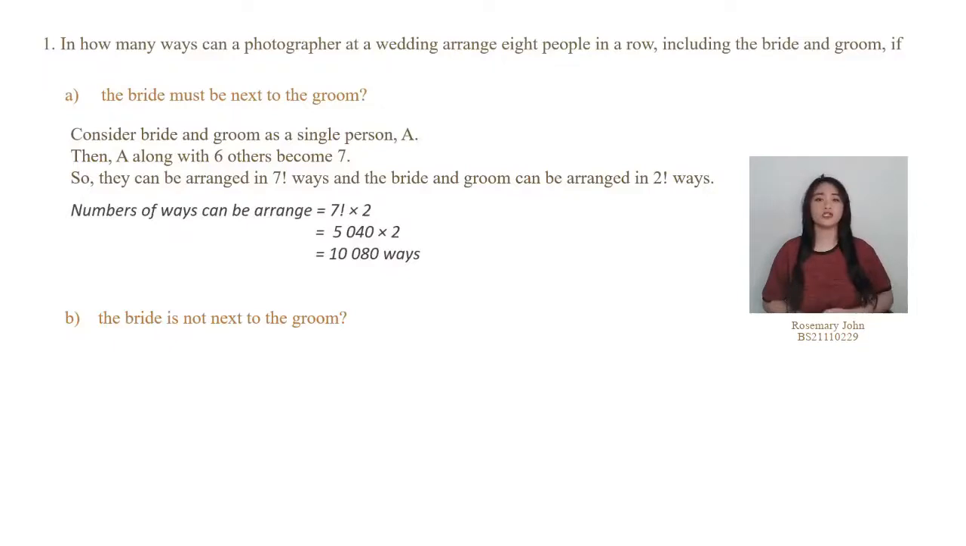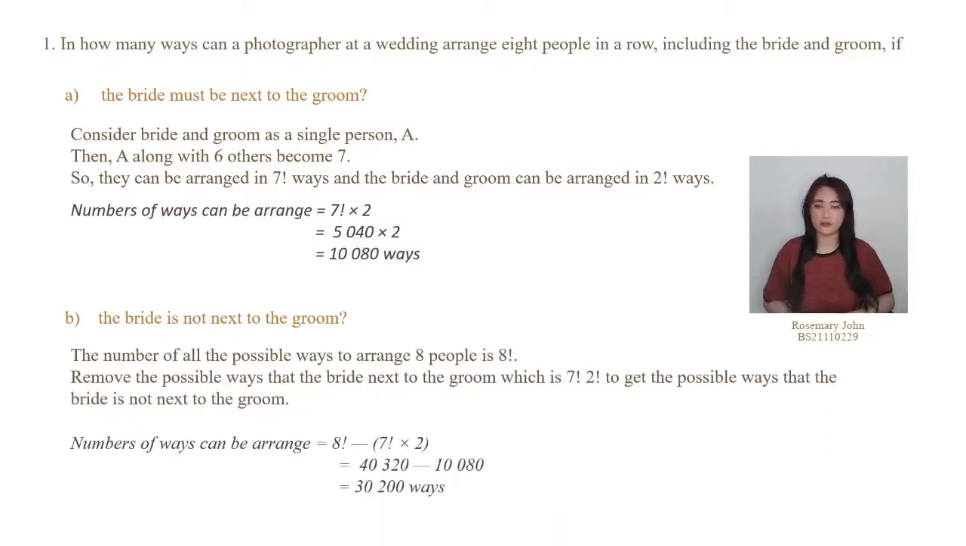For the next question, if the bride is not next to the groom, the number of all possible ways to arrange 8 people is 8 factorial. We need to remove the number of arrangements where the bride and groom are next to each other. So we get 8 factorial minus 10,080. Therefore we get 30,240 ways.